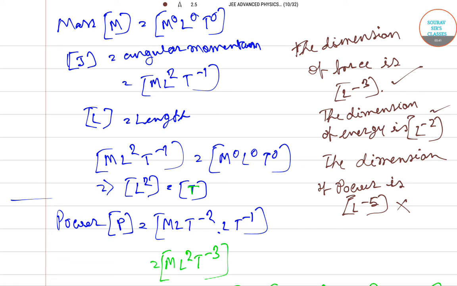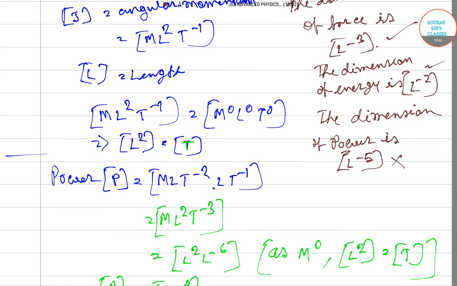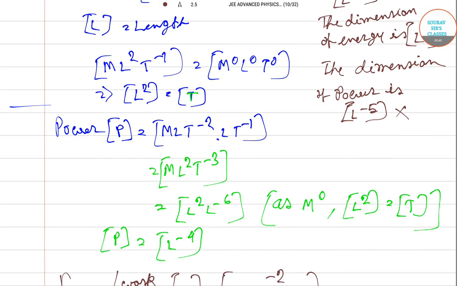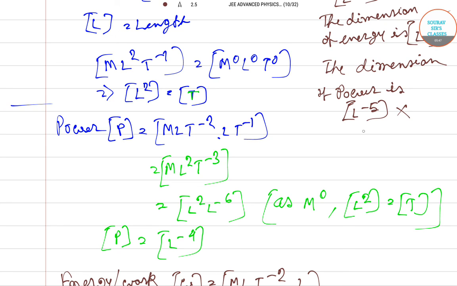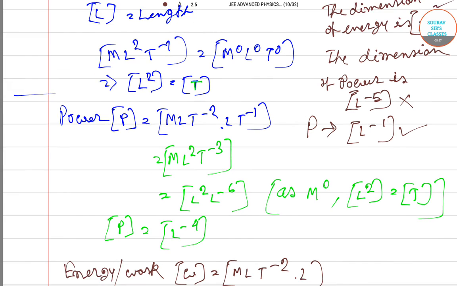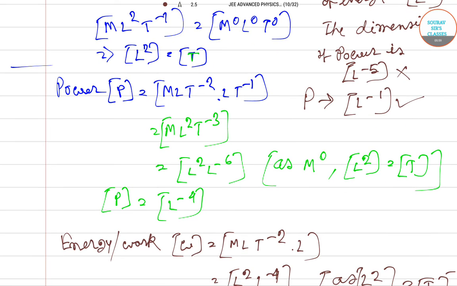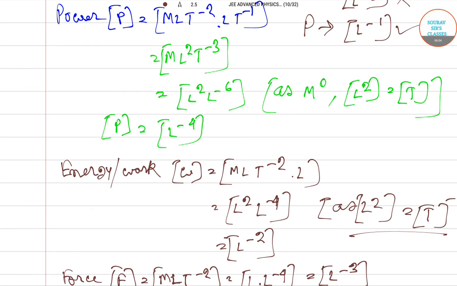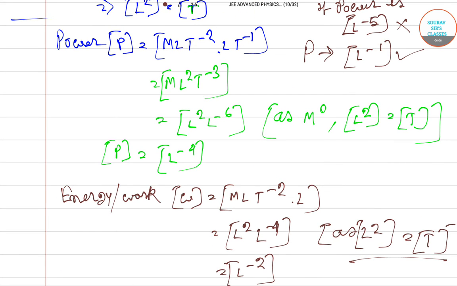Dimension of energy is L to the power minus 2 is correct, but dimension of power is L to the power minus 5 is incorrect, and the dimension of linear momentum is L to the power minus 1 is correct. These three options, for linear momentum, energy and force, are correct for this question.